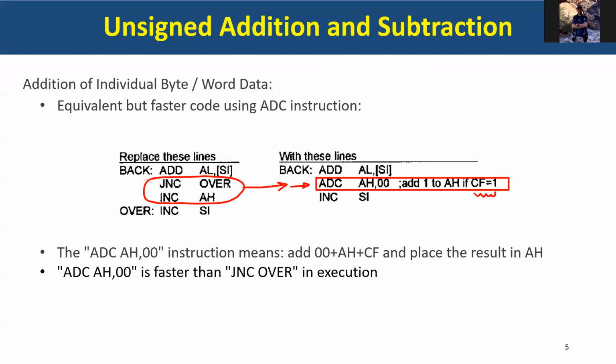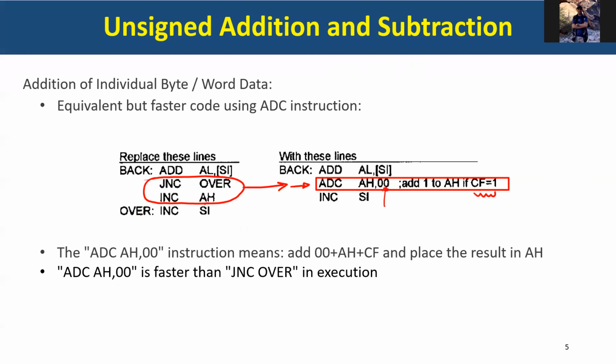Because in these two lines, we say, if there is no carry, go to over. Otherwise, we will increment AH. So we can replace these two lines with the following: ADC AH, 0. So add 1 to AH if the carry is 1. ADC by itself means add 1 to AH. That's why we put here 0.